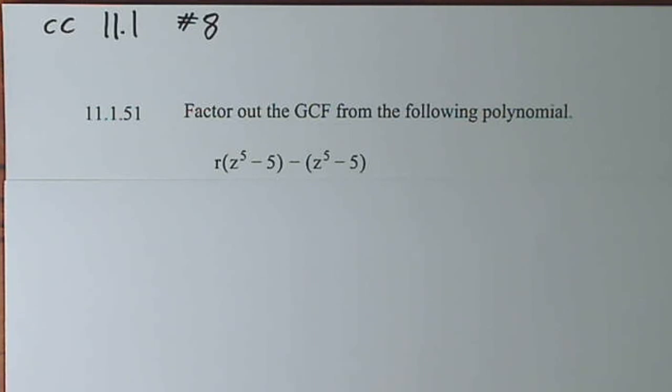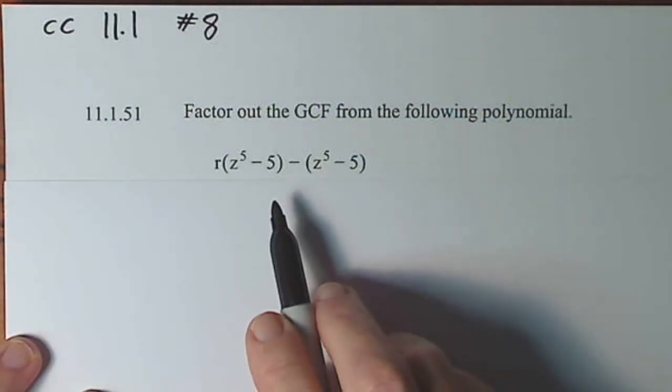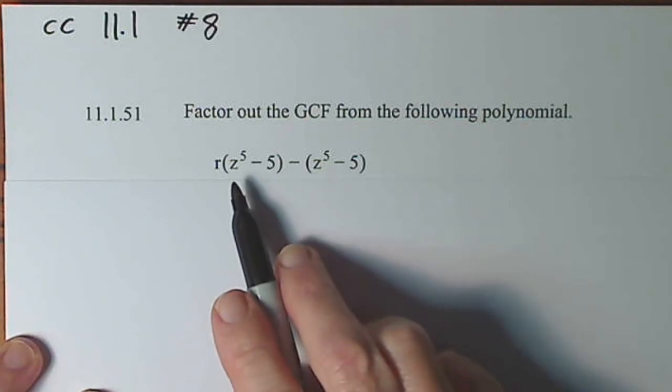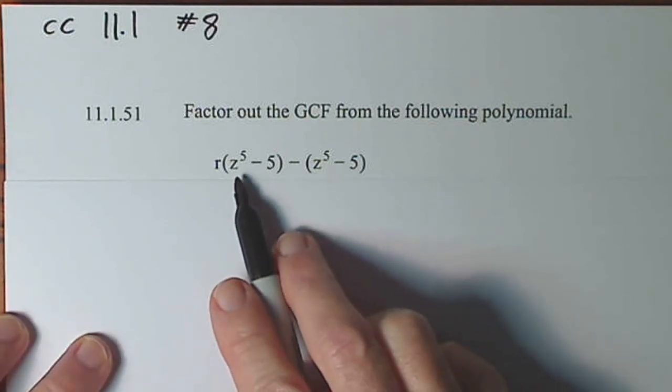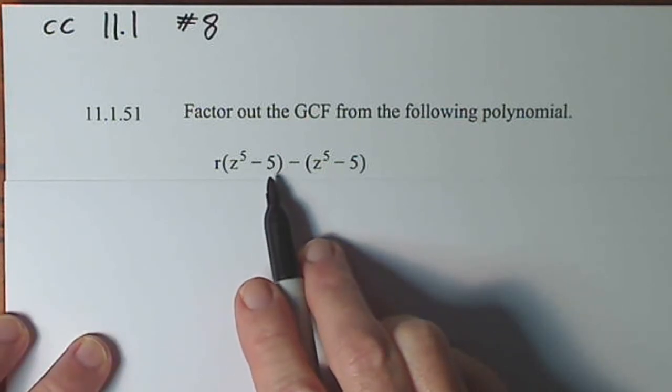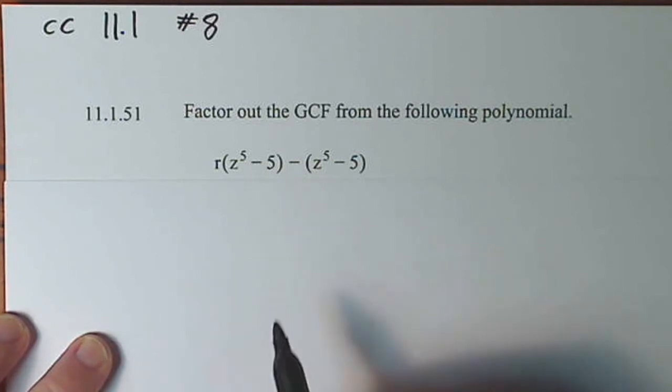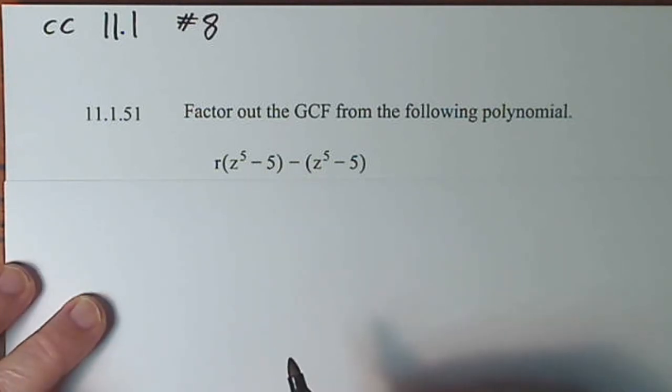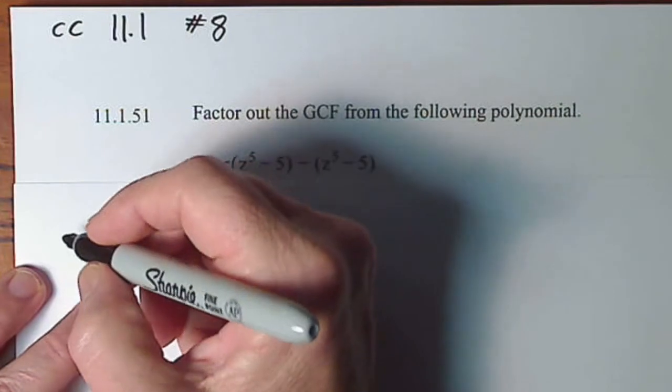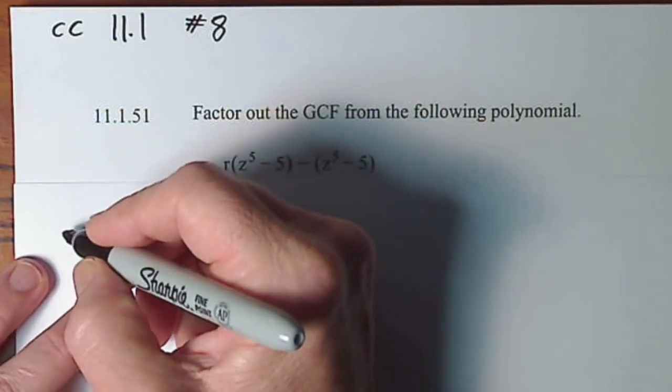Alright, we're asked to factor out the greatest common factor from this polynomial. It might look kind of strange. You might not be used to the greatest common factor being a binomial, two terms. So let me start with an example with which you might be more familiar. I'm just going to make this up, but it'll be similar to that.